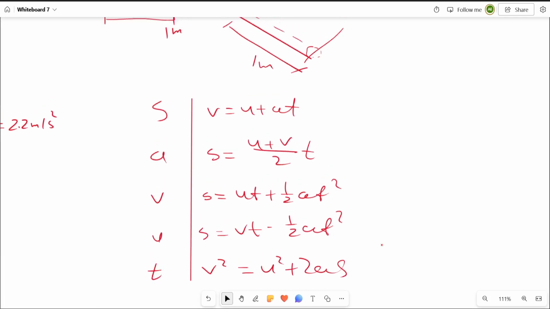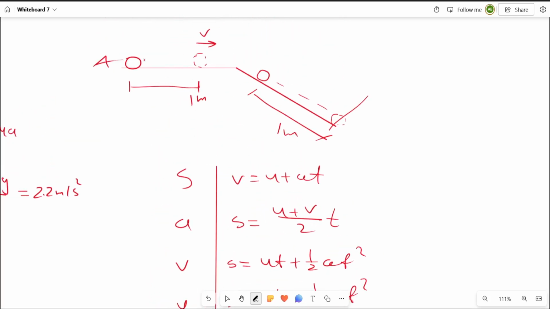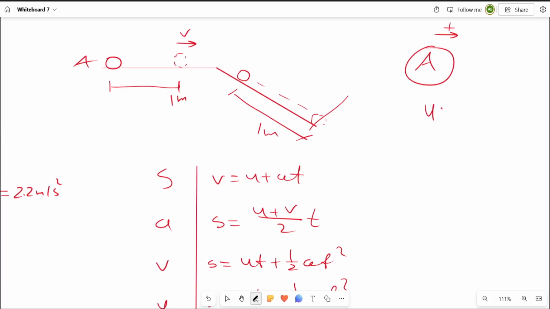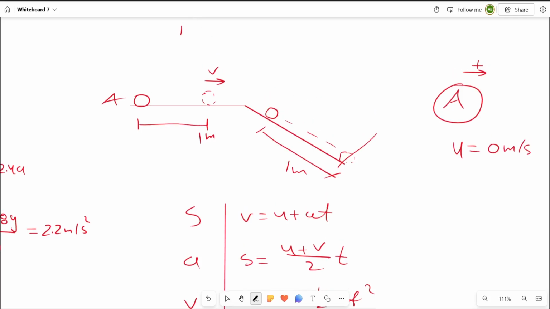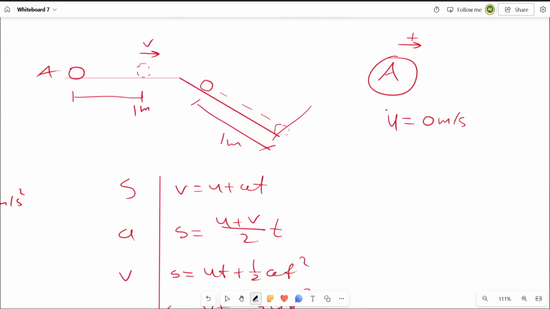Okay, straight away, let's think about particle A over here. So particle A, what do I have? Let's take the right direction as positive. For A, I know that my initial velocity is 0 meters per second. That's, by the way, before B hits the barrier. Okay, so U for A is 0. I have acceleration for A, I just found as 2.2 meter per second squared. I have the displacement 1 meter to the right, and I need to find, as we talked, the final velocity.